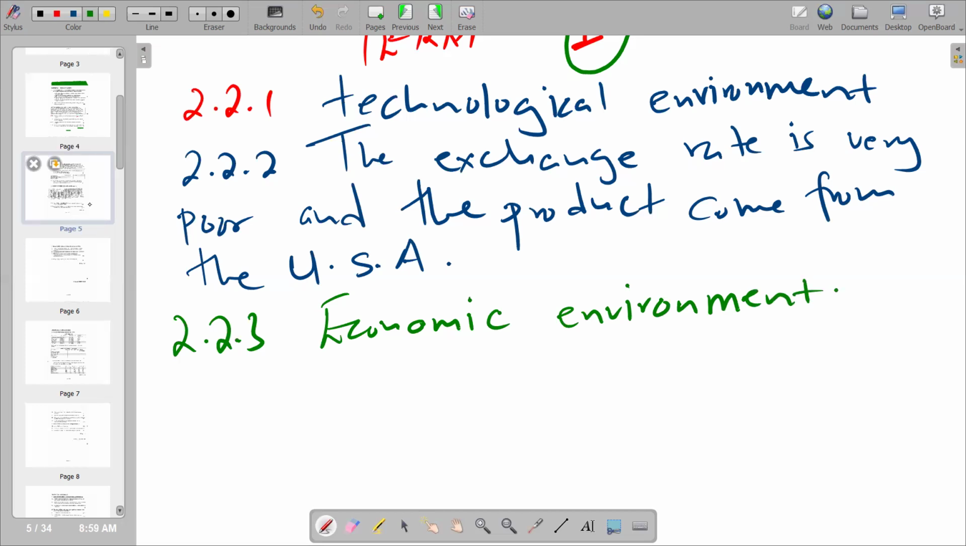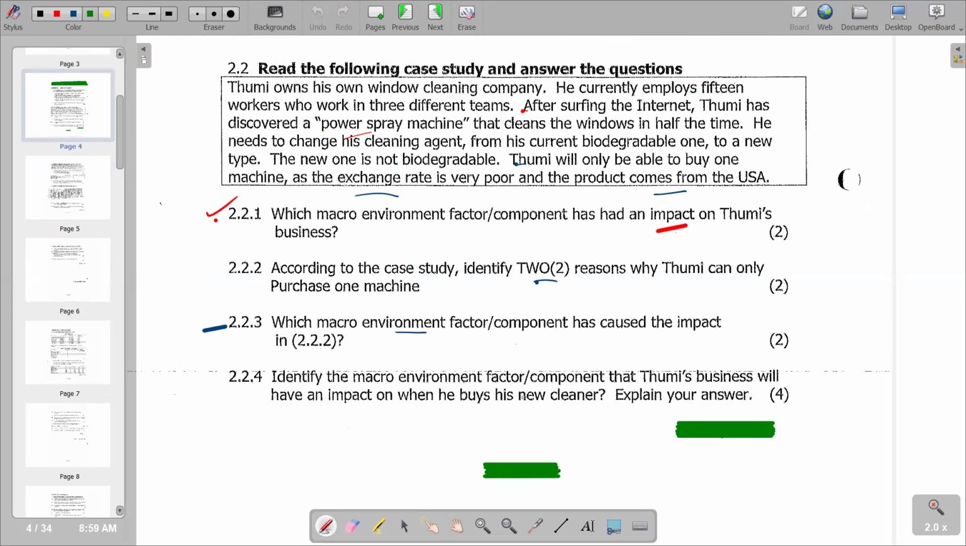Economic environment. And then in terms of the next question, identify the macroeconomic environment factor component that TUMI's business will have an impact on when it buys. The leader is saying the new one is not biodegradable. So that's where we have the basis. Remember, something which is biodegradable is capable of being decomposed by bacteria or other organisms, thereby avoiding pollution. So the macroeconomic environment sector that we can pick from there, which is appropriate, is going to be the physical environment.